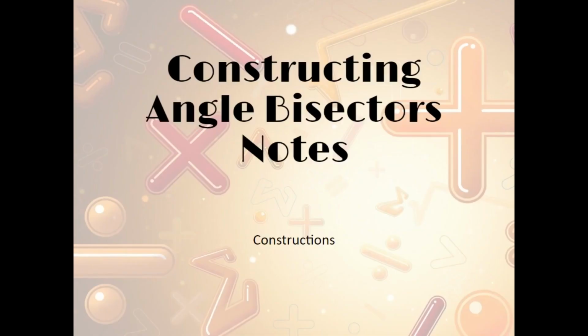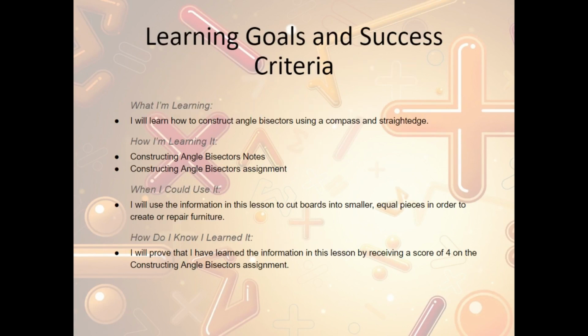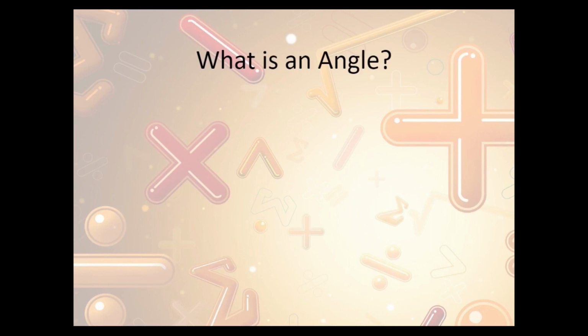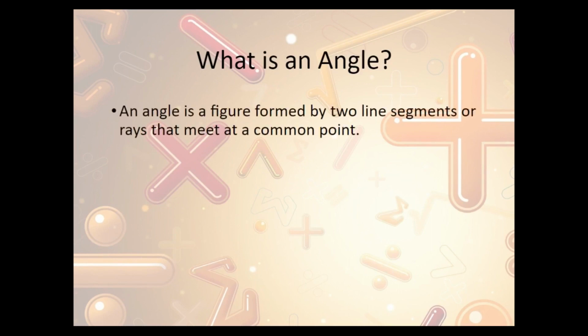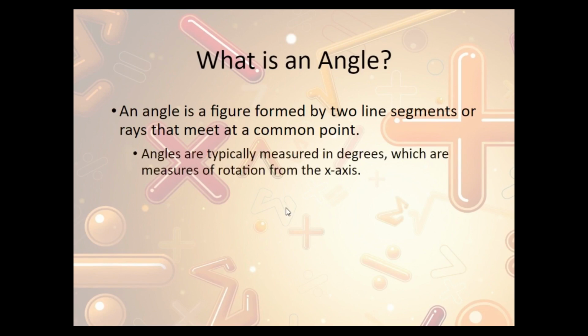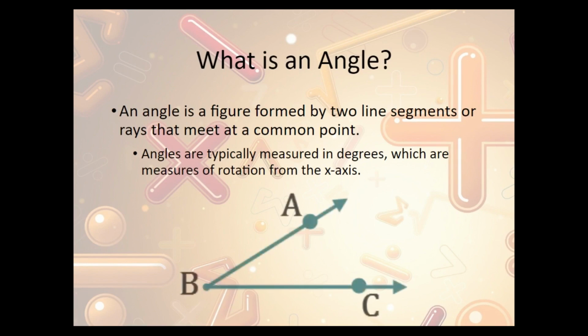Let's take a look now at the constructing angle bisectors notes. The notes begin with the learning goals and success criteria. Now, what is an angle? An angle is a figure formed by two line segments or rays that meet at a common point. Angles are typically measured in degrees, which are measures of rotation from the x-axis. So an example of this would be here. We have ABC here. BC is a ray and BA is a ray, and they meet here at point B. And it forms this kind of V shape here, which is an angle.